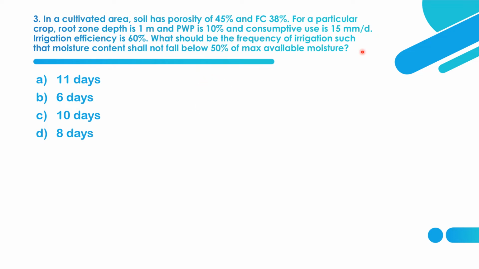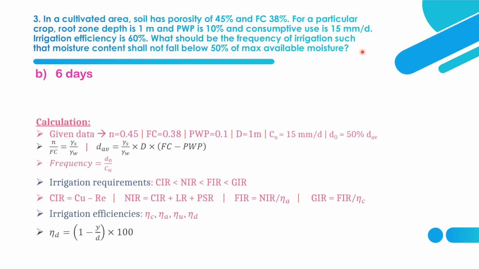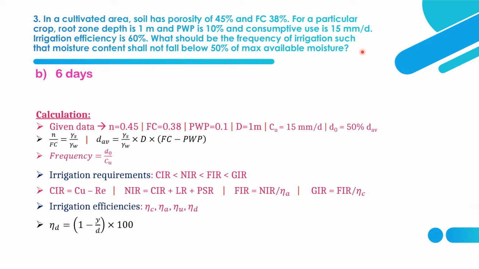You can pause the video and try to get the answer. We have to use some 2 to 3 formulas to find the answer for frequency of irrigation such that moisture content shall not fall below 50% of available moisture. So here the answer is option B, 6 days. Now we shall see the calculation part.